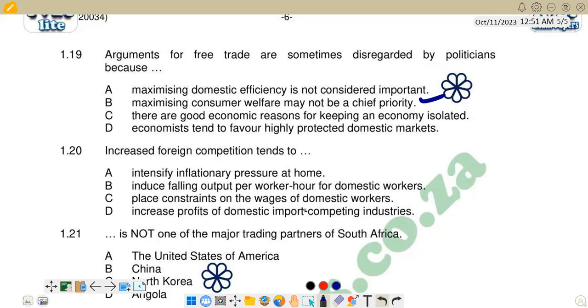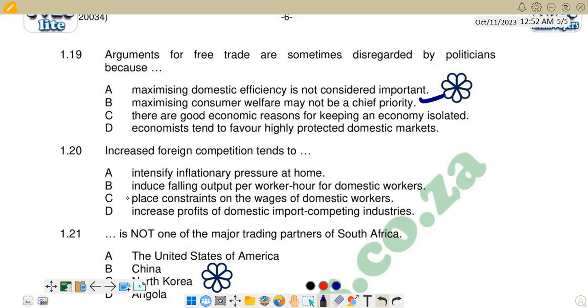Place constraints on the wages of domestic workers, because when there's increased foreign competition, it means these workers are also buying products from outside the country. In the event that these products are more expensive, their wage values are going to be eroded. So we have some constraints there.